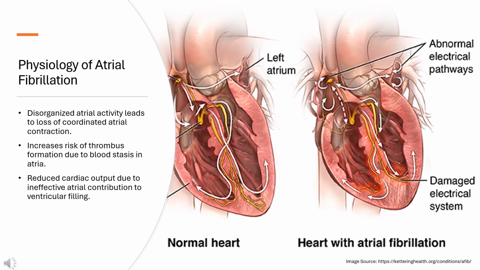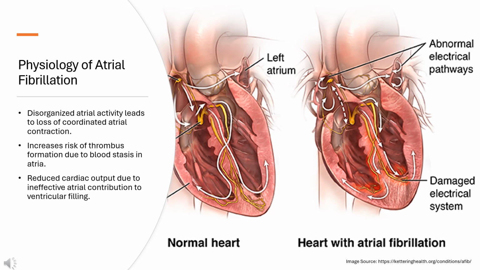Normally, atrial contraction helps to kick additional blood into the ventricles, a phase called atrial kick. In AFib, the loss of this coordinated contraction means the atria merely quiver instead of effectively pumping blood. This results in inefficient movement of blood from the atria to the ventricles.